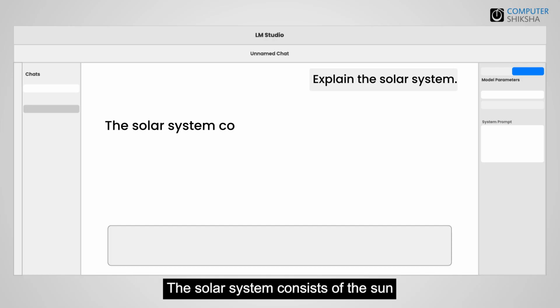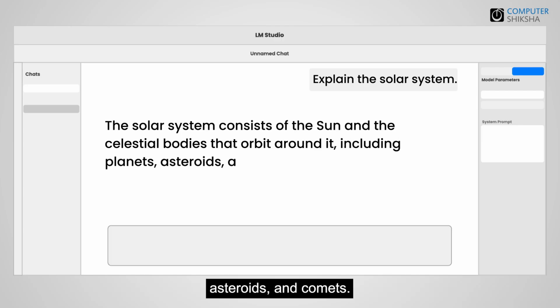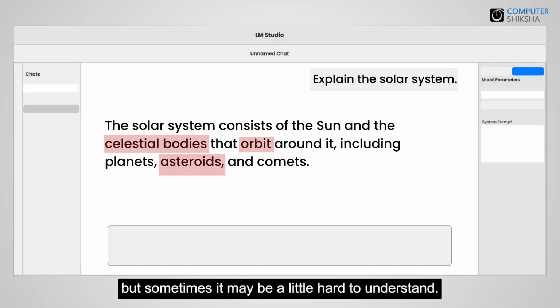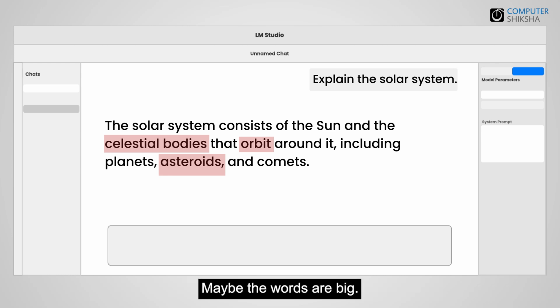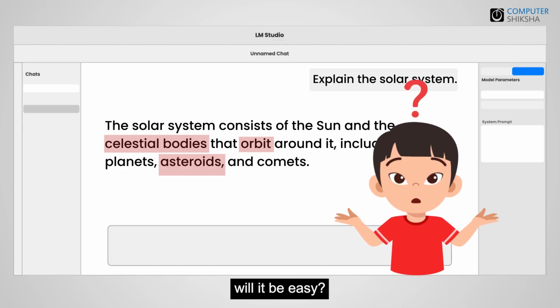The solar system consists of the sun and the celestial bodies that orbit around it, including planets, asteroids, and comets. Now think: celestial bodies, orbit, asteroids. These are not simple words. The AI's answer may be correct, but sometimes it may be a little hard to understand. Maybe the words are big. Maybe it is too long. Now think, if a younger student reads this, will it be easy?